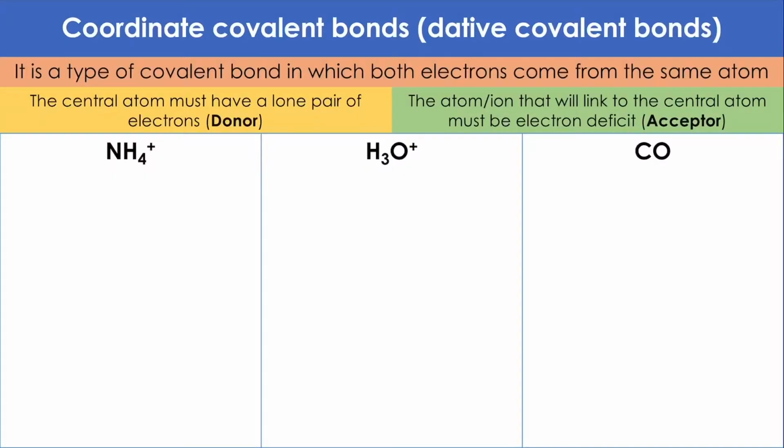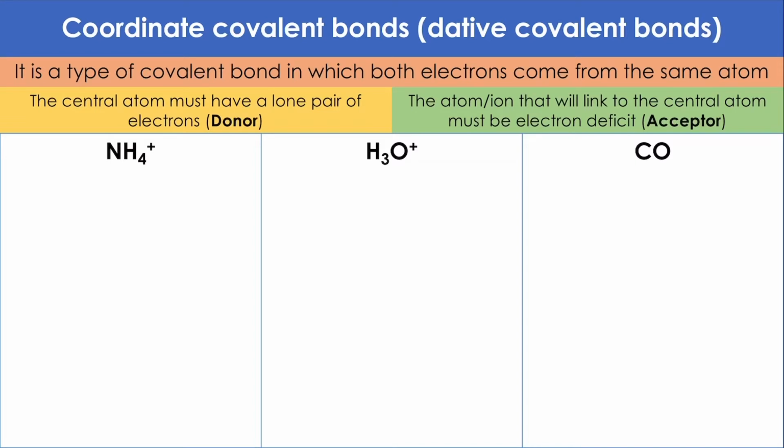Let's get started. The coordinate covalent bond, or the dative covalent bond, is a covalent bond in which both electrons come from the same atom. So we have two very important features in the dative covalent bond. We have a donor and we have an acceptor. What is the donor? The donor is the atom that has a lone pair of electrons. It's usually the central atom. Then we have another atom or ion that would accept those electrons, and it is called an acceptor. Why would it accept? Because it is electron deficient.